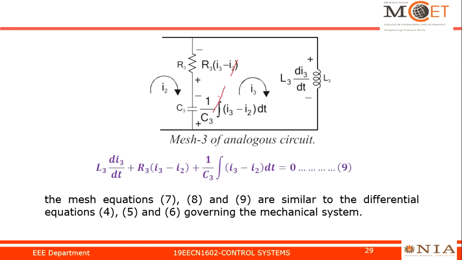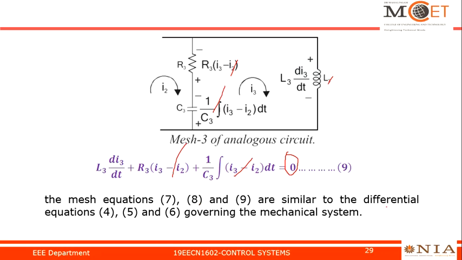Then the third mesh, mesh 3. Here this becomes I3 minus I2. The common elements will have the current I3 minus I2, and this will have I3. And there is no applied force in this particular node, which means there is no applied source voltage, no potential rise.